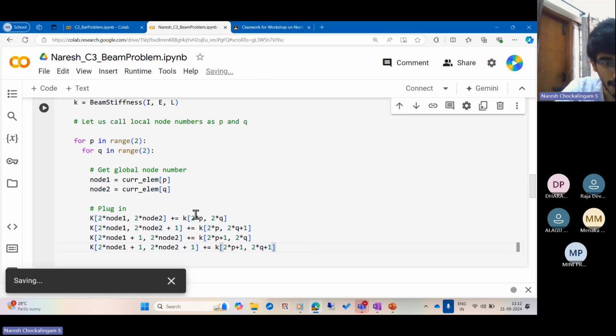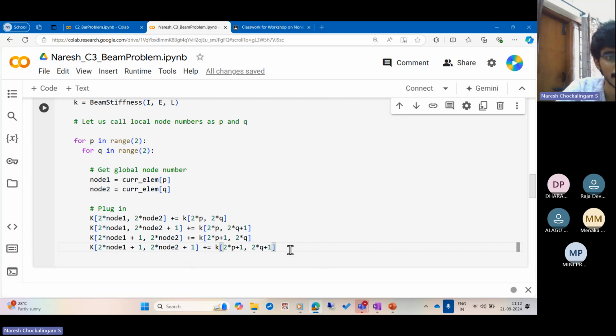So in one step it will fill in 4 values. This is like 2 cross 2, so in 4 steps you will get 16 values filled in. I guess I don't see anything wrong here. I hope this works. This should work.